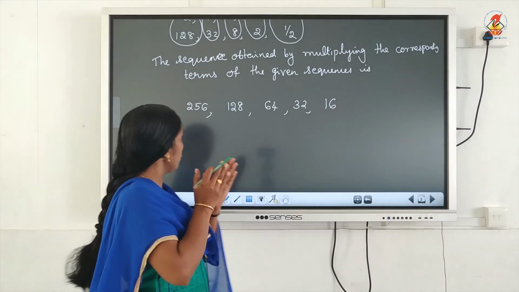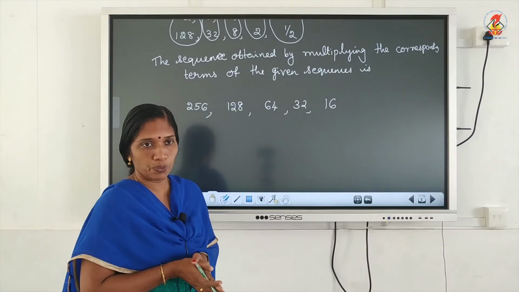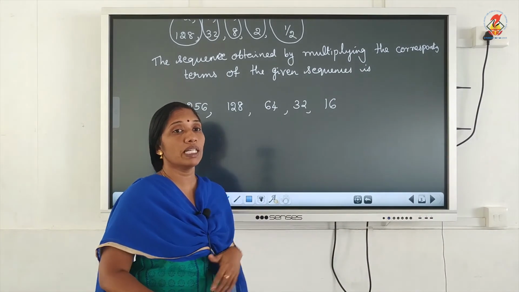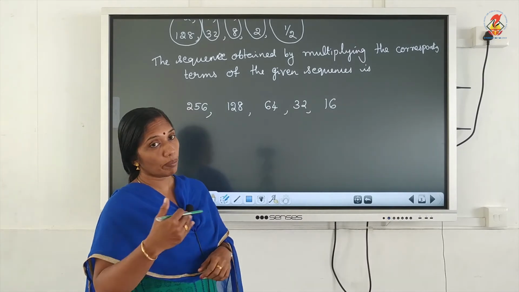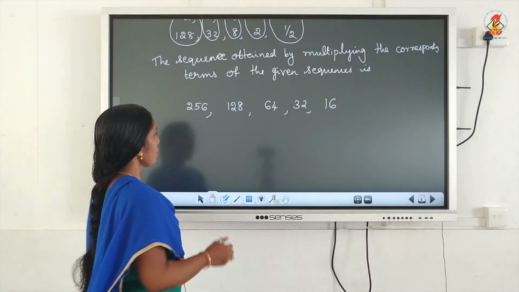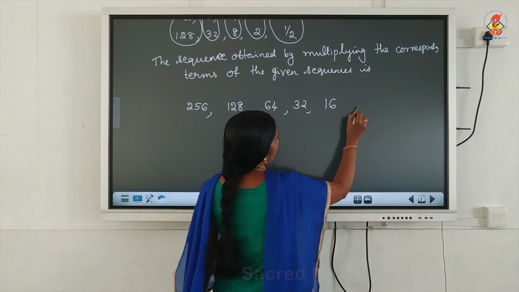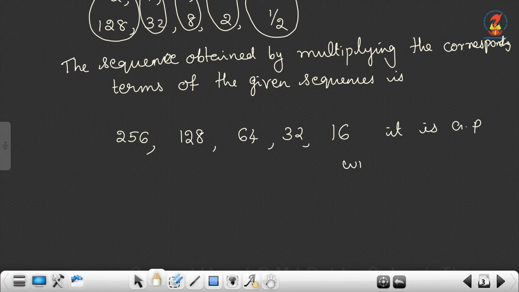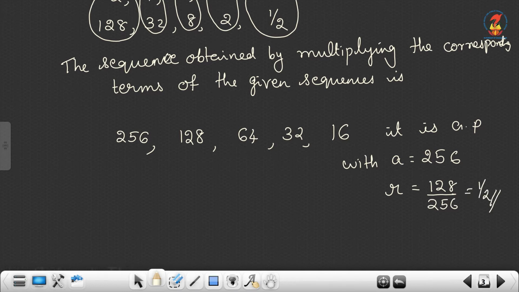Don't say 256 divided by 2. Okay. For GP it is multiplication. The next term is obtained by multiplying a constant to the preceding term. Okay. So here it is GP with first term as 256 and common ratio R is second term by first term, that is the rule. So it is 1 by 2.